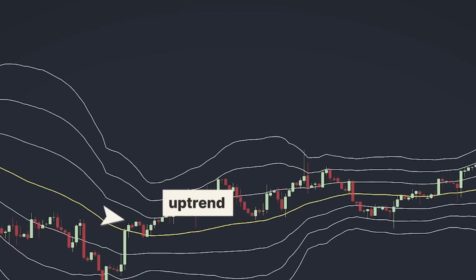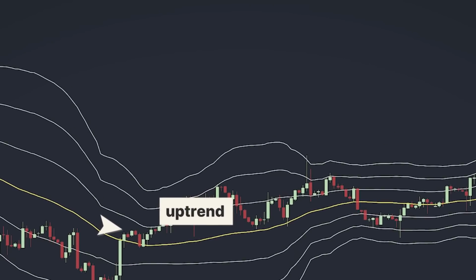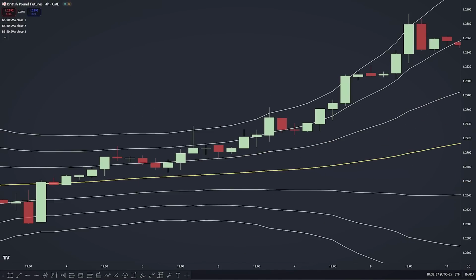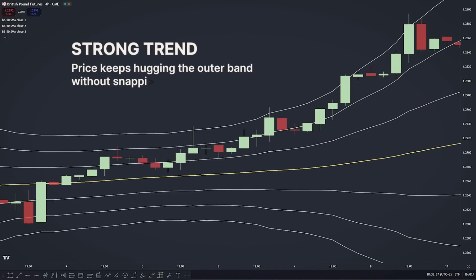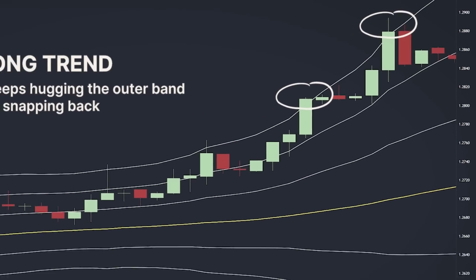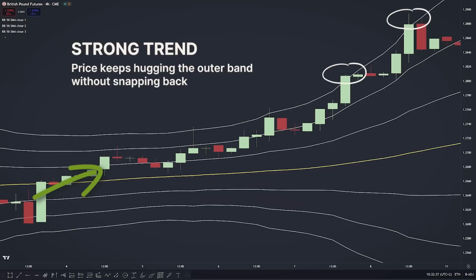If price tags the upper band area frequently, that might be an uptrend. If it tags the lower band area, that might be a downtrend. The layered bands also help evaluate the strength of a trend. If price keeps hugging the outer band without snapping back, that's a strong trend. Some traders fade extremes at the 3 deviation band, especially if they see a candlestick reversal pattern. Others wait for a cross of the middle band as a sign of shift.